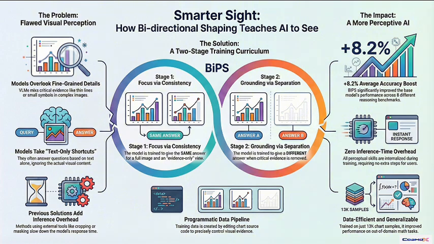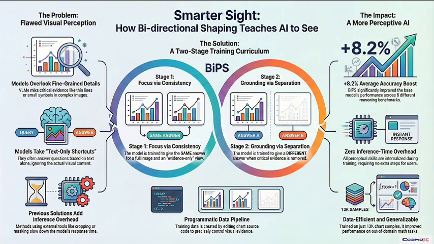Connecting this back to how the models learn, does the order you teach them these two things matter? It absolutely does. The research was clear that the sequential curriculum, so consistency then separation, was much better than training them jointly. Why is that? It suggests you have to establish a stable, evidence-aligned policy first. You need to stabilize the answer, and only then can you introduce the stricter grounding constraint that forces the model to justify its answer visually.